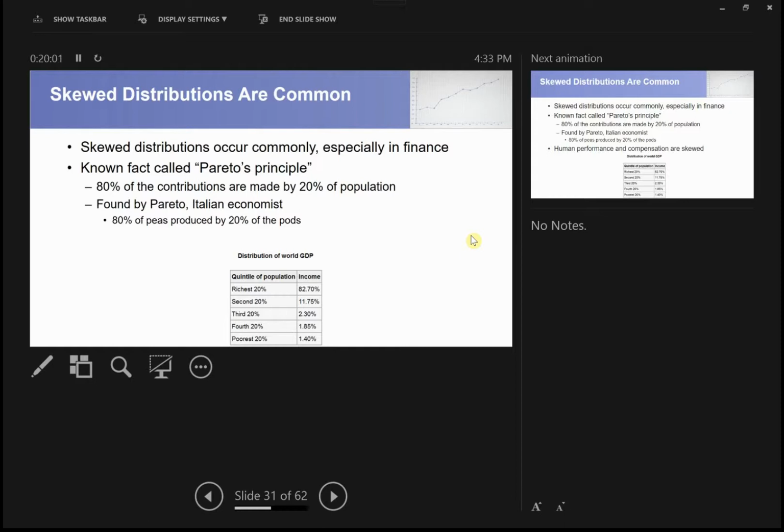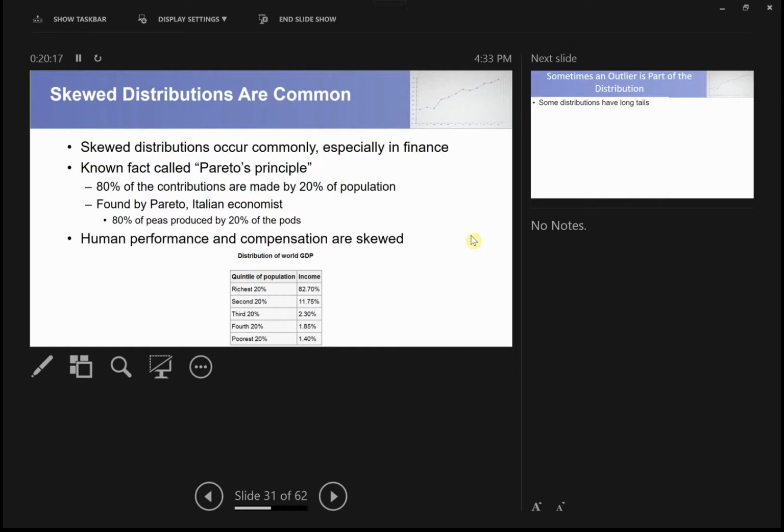You get this Pareto principle kicking in. Now you can argue about whether or not it should be that extreme. Should it be 80-20 or 99-1? But you're always going to have this sort of inequality. It's naturally built into capitalism. So this sort of stuff happens naturally. It happens in human performance. So first of all, it happens in compensation.